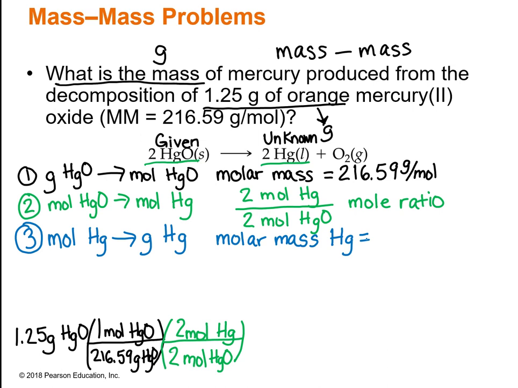For that, you go to your periodic table, because mercury is an element. So you take the atomic mass from the periodic table and express it as grams per mole. So in this case, my periodic table says 200.592 grams per mole. So that's our molar mass. We want grams at the end of this. So where should I put grams, the top or the bottom?